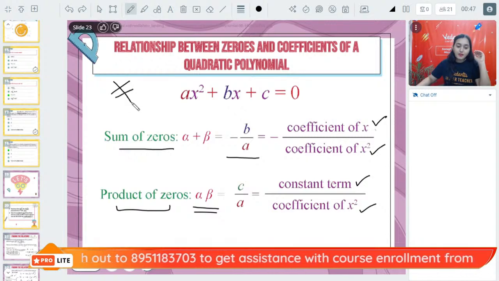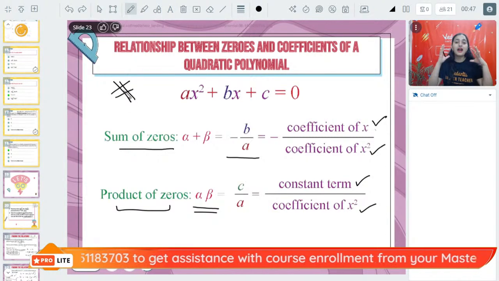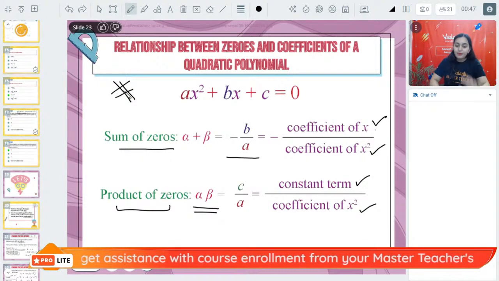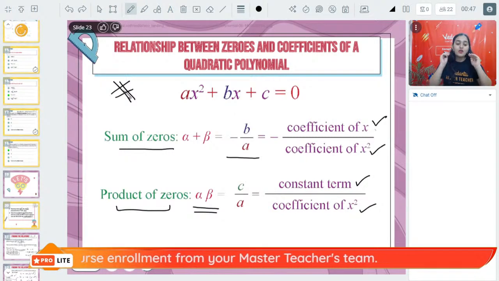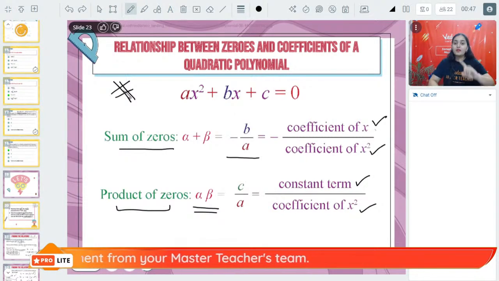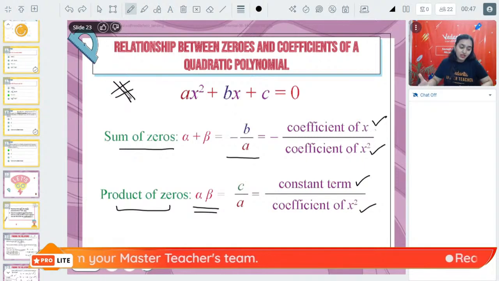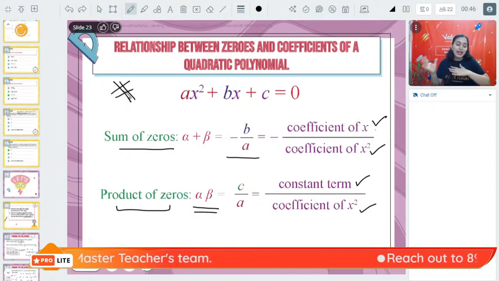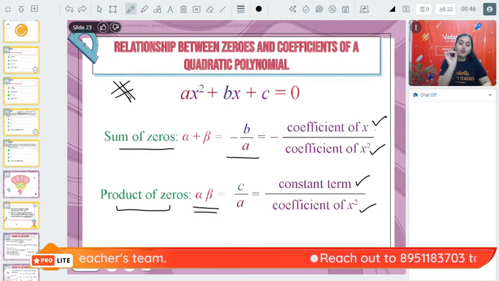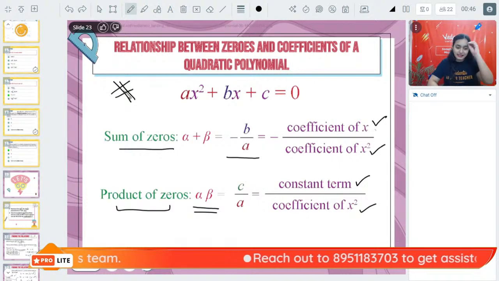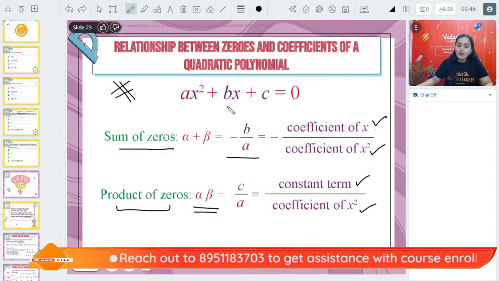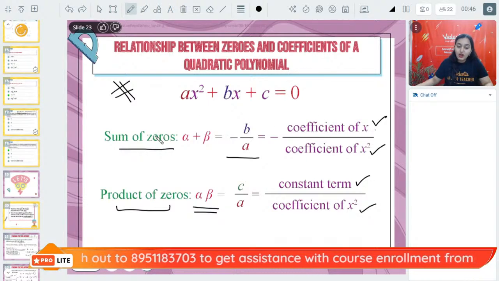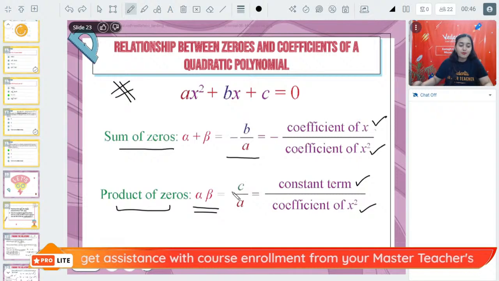So this is the most important formula that you have to remember, and with the help of this formula you are going to derive all the equations, all the relationships between the zeros and the coefficients of the polynomial. Anything and everything related to quadratic polynomial is here. Okay. So for any quadratic polynomial ax square plus bx plus c is equal to 0, sum of zeros is minus b upon a, product of zeros alpha beta is c upon a.